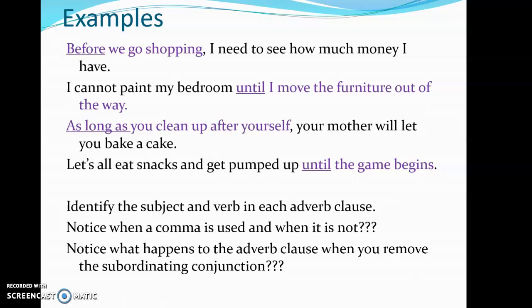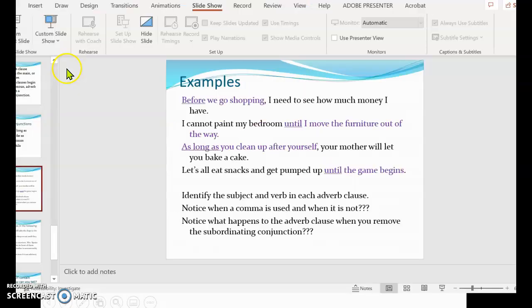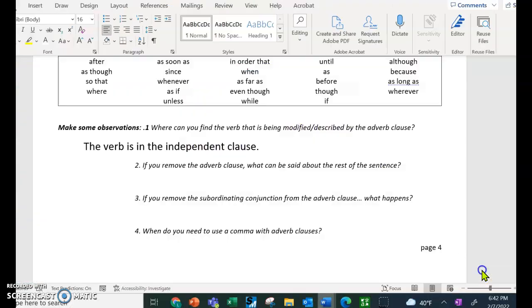I hope that you notice that everything in black can stand alone as a sentence. It's an independent clause. So that's what we're going to write on our packet. If you remove the adverb clause, what can be said about the rest of the sentence? It is an independent clause. It can stand alone as a sentence.